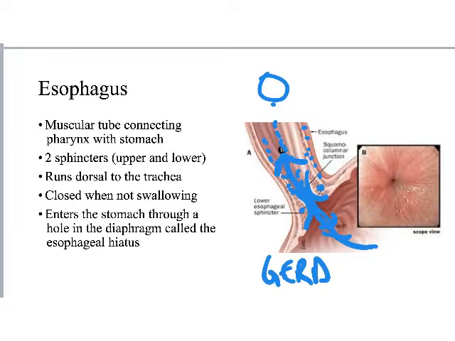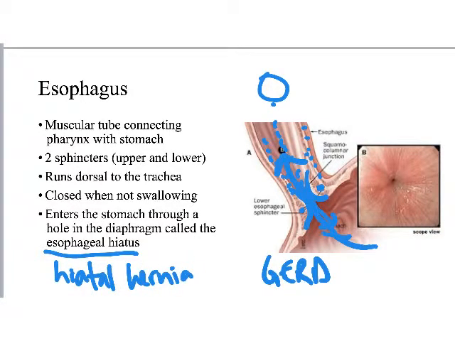And then there has to be a little hole in the diaphragm to allow the esophagus to move from the thoracic cavity into the abdominal cavity where it connects with the stomach. And we call that the esophageal hiatus. And sometimes that hole also gets enlarged, and the stomach begins to move up through that hole, and we call that a hiatal hernia. And it comes from that term, esophageal hiatus.